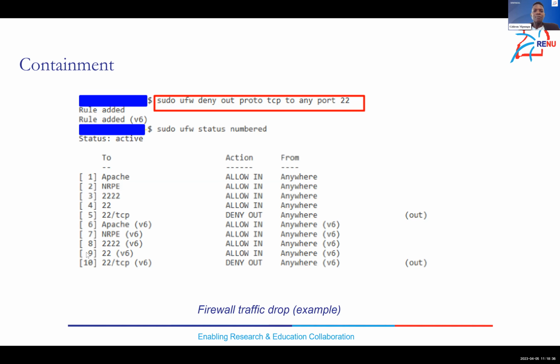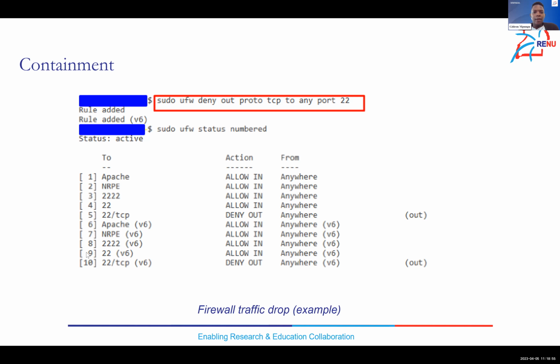Because attackers know that maybe SSH is running on port 22. You can decide that from an institution, SSH is going to run on ports A, B, C, D, right? Depending on your choice as an institution. A great submission again.